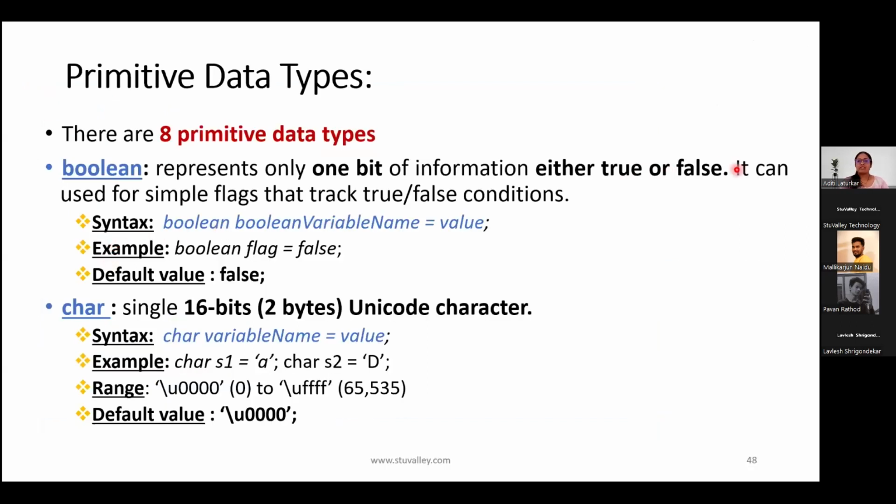So this is the syntax. Boolean variable name equal to value. You हमने already देखा है. Default is always false. If you are not giving any value to it, it is always false.